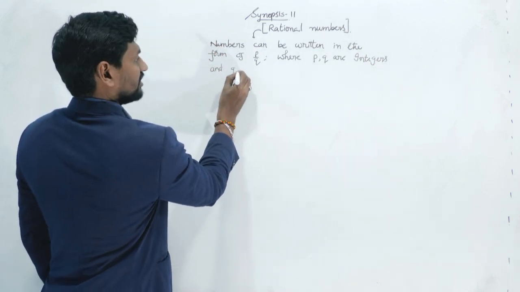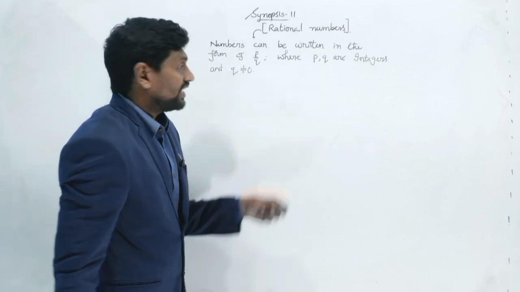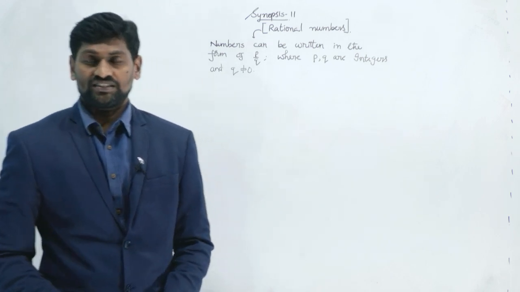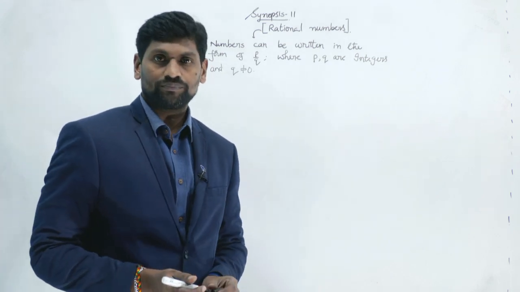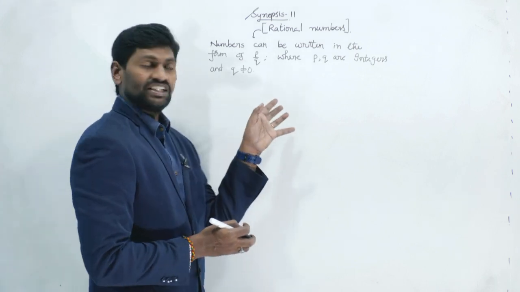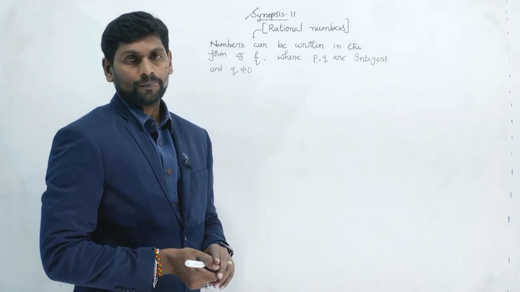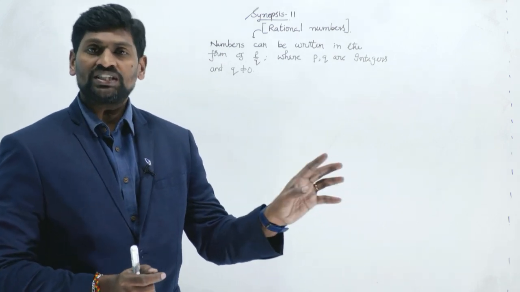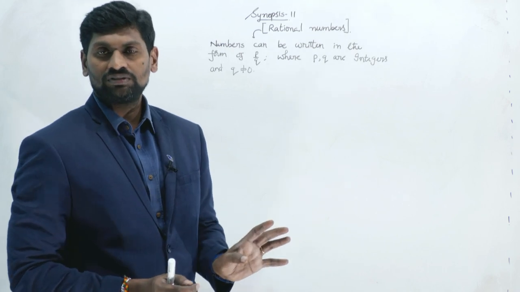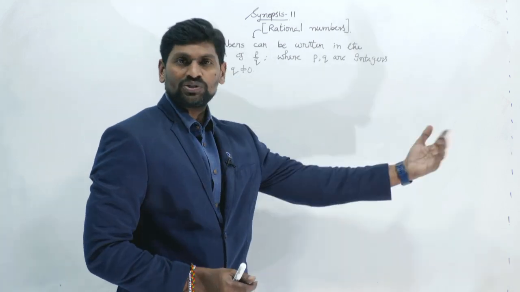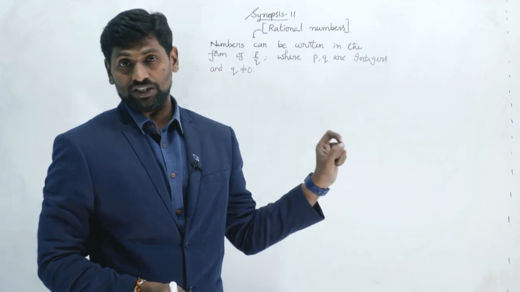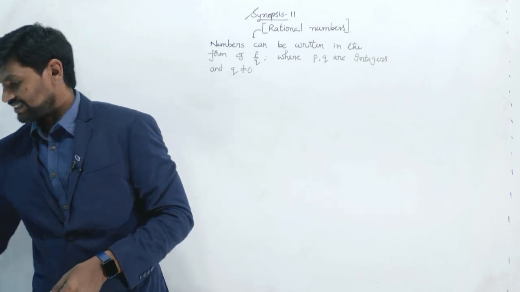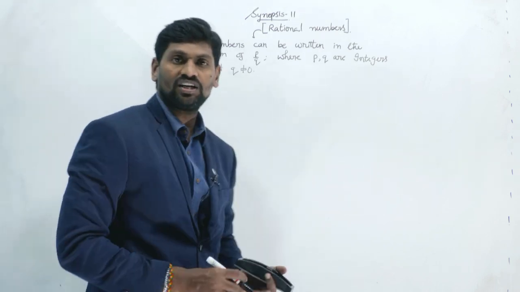The condition is q does not equal 0 because if the denominator value becomes 0, the value does not exist. That means we cannot define that value. That's why we are taking the condition q does not equal 0. P and q are integers. That means p can be any positive integer, negative integer, and 0 also. Q also can be any positive number, any negative number, but it cannot be 0. So such type of numbers are called rational numbers.